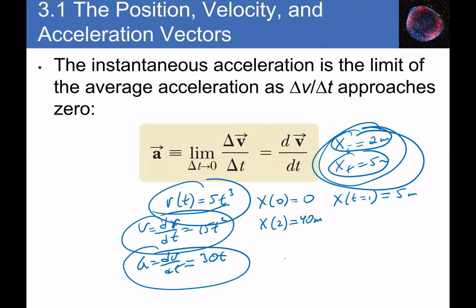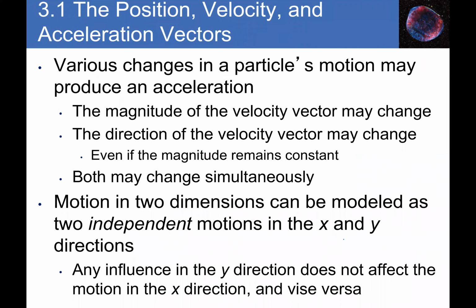Same way, you can say that velocity equals the integral of a dt, going from t1 to t2, taking the integral of the acceleration to go back to velocity. All right, so what we have here is this. The various changes in a particle's motion may produce an acceleration. This is how we define acceleration in this chapter and the previous chapter. The magnitude of the velocity vector may change, that means speed is increasing or decreasing, which means there's acceleration. Or the direction of the velocity vector may change.